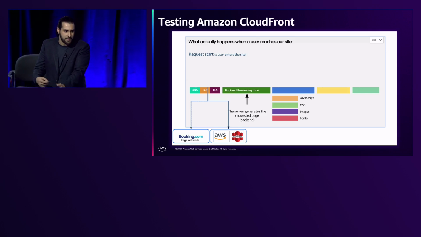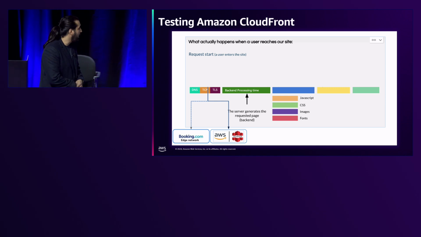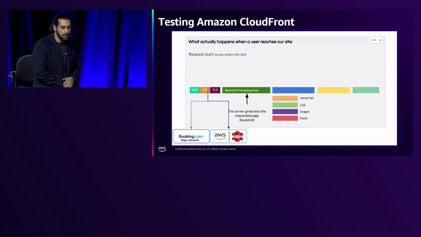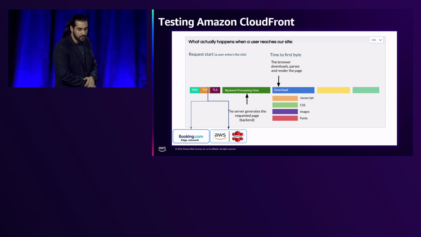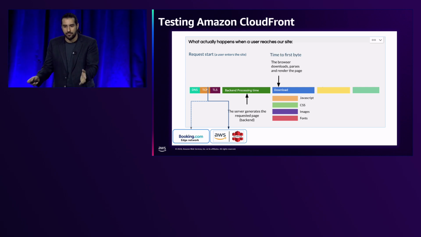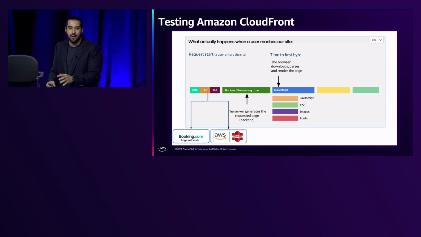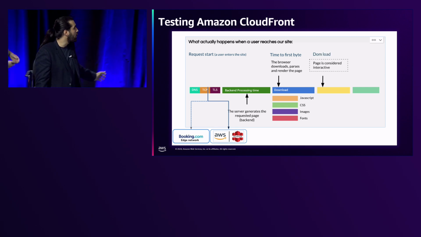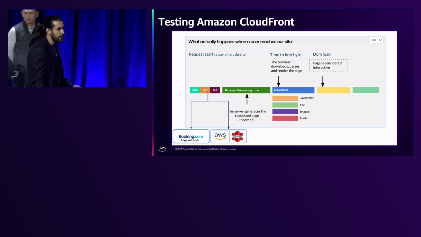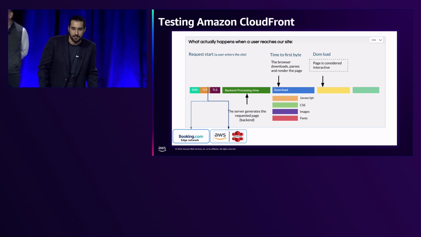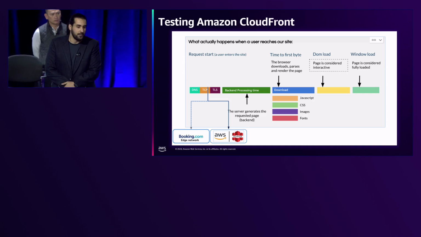And then the backend will take its time calculating what needs to be sent back. And then once the browser receives the first byte back from your backend, this is what we call time to first byte. And this is our first metric of performance. Once the browser has enough data, all the HTML, and has enough to build a DOM object, that's what we call the DOM loaded time. And once the browser has loaded all the static assets, JavaScript, CSS, the images, etc., that's what we call the window loaded time.